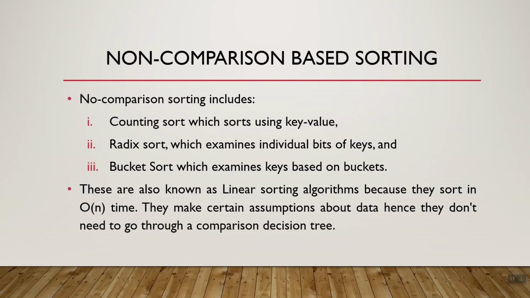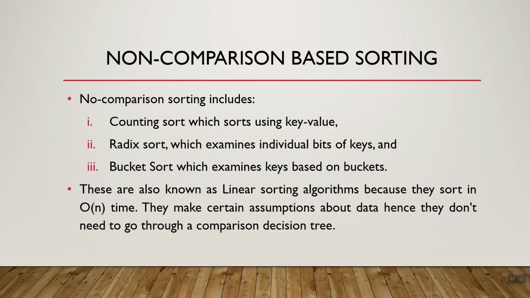For our project, we have decided to study three different types of non-comparison based sorting algorithms. The first one is counting sort, which sorts using key values of the data structure. The second one is radix sort, which examines the individual bits of keys. And the third is bucket sort, which examines keys based on buckets.